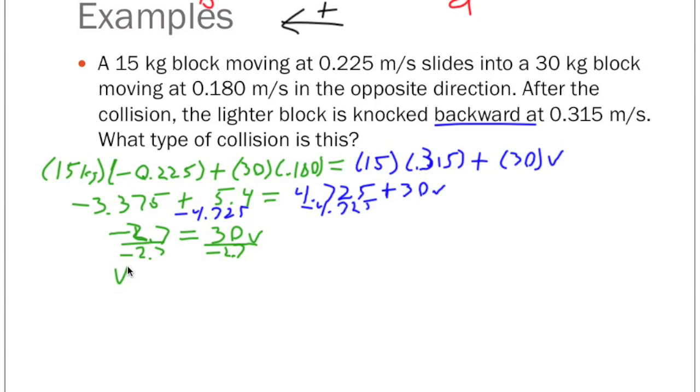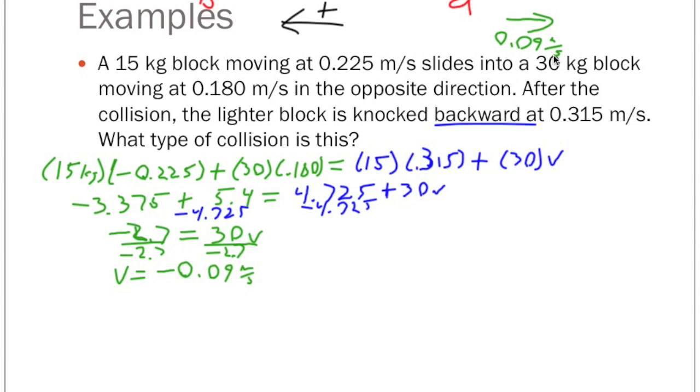And so we get that the velocity of our second object should be, doing that math, equal to negative 0.09 meters per second. All right, so first thing, can we eliminate any of our types of collision? Considering our object is moving in a negative direction, at 0.09 meters per second, it's moving in the opposite direction than the 15, so they're definitely not stuck together. That means we can eliminate totally inelastic. So it's either an elastic collision or an inelastic collision.